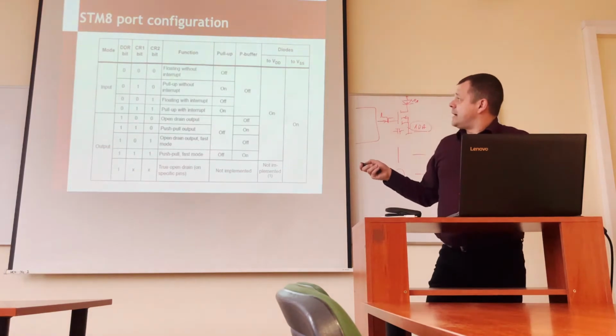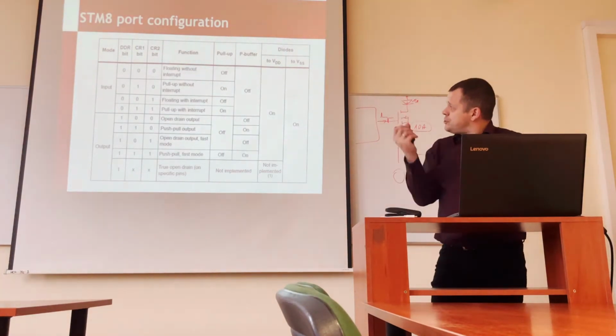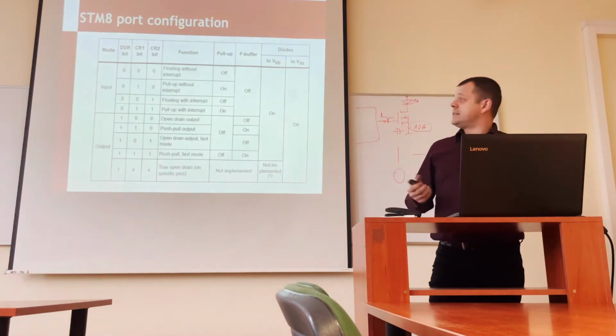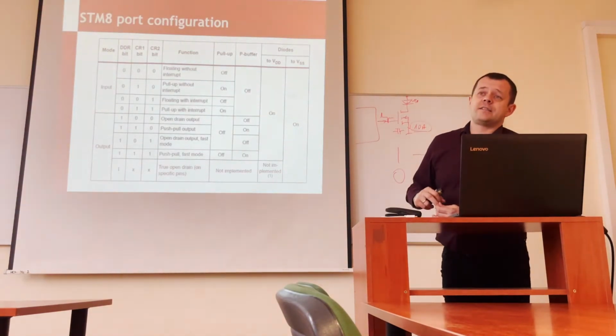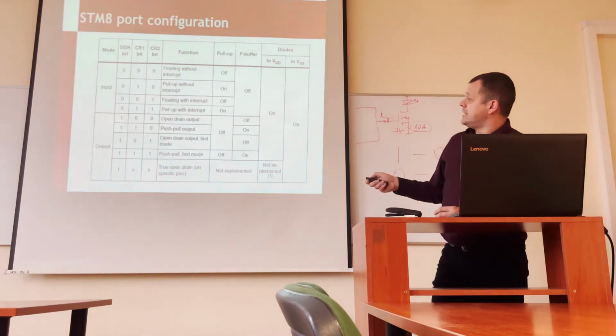Then we've got a pull up. Pull up, it's not necessary for inputs, but we use pull up when we want to be sure that if nothing is connected to the line, the line is in a logically high state. So that's the 1-0 configuration, and then we have appropriate 0-1 and 1-1 with interrupt being switched on.